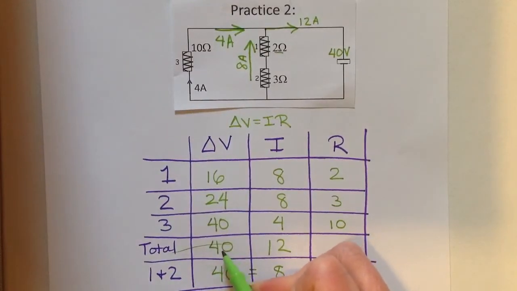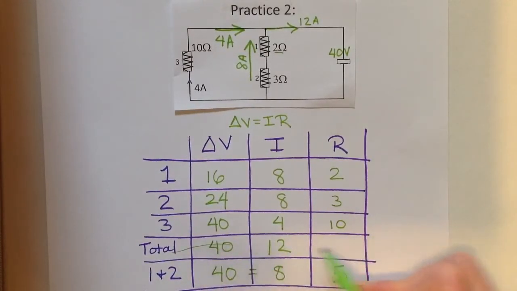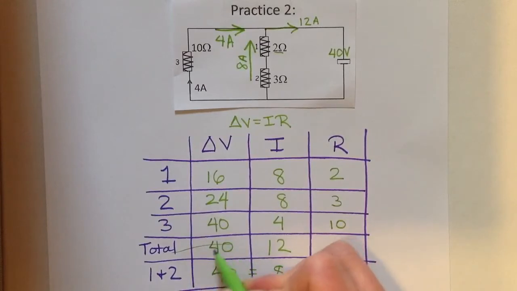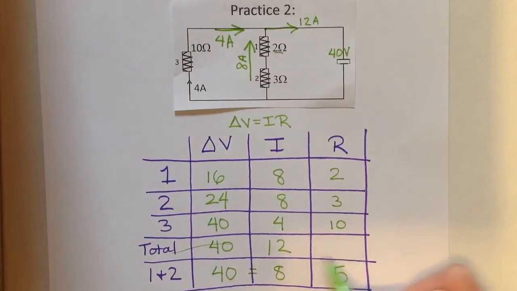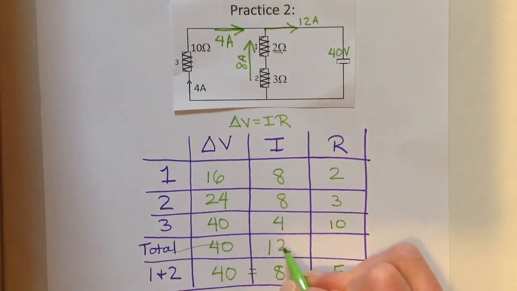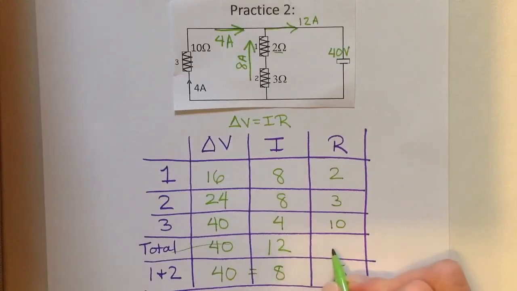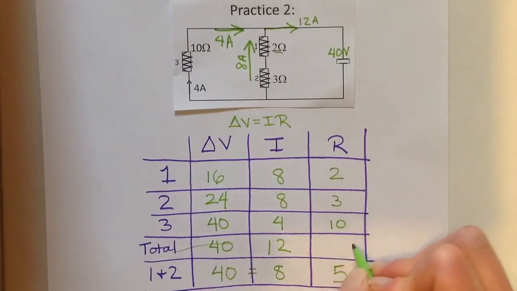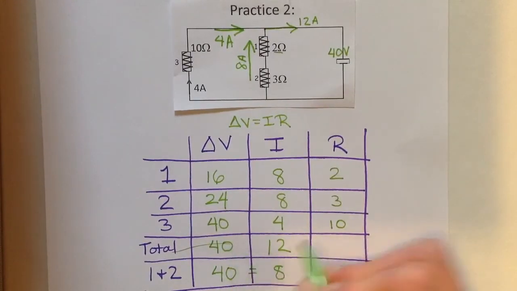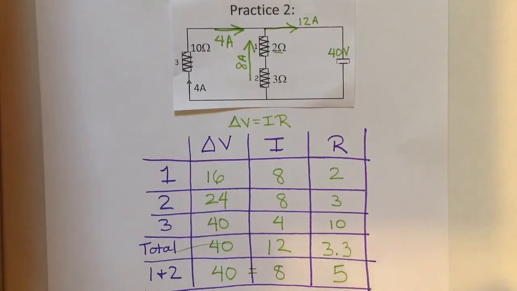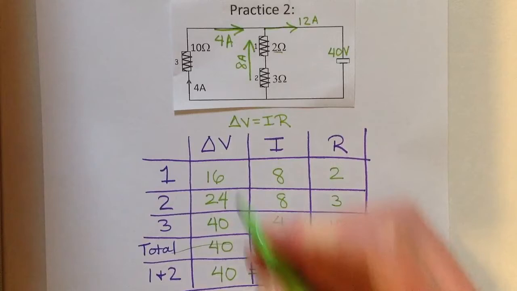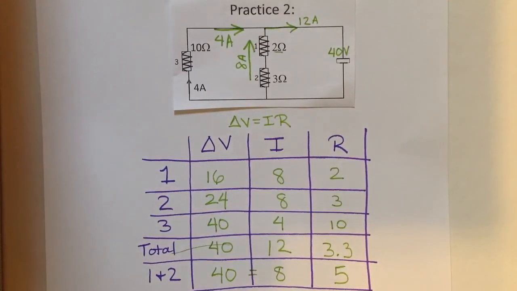All right, now we know that in the total row, our total change in voltage is 40, our total current is 12, and so if we wanted to know the total equivalent resistance of our battery, we could say, well, 40 equals 12 times the resistance. And then to find the resistance, we would just do 40 divided by 12, and that's going to give you 3 1/3, or 3.3. And now we know all the values for our circuit.